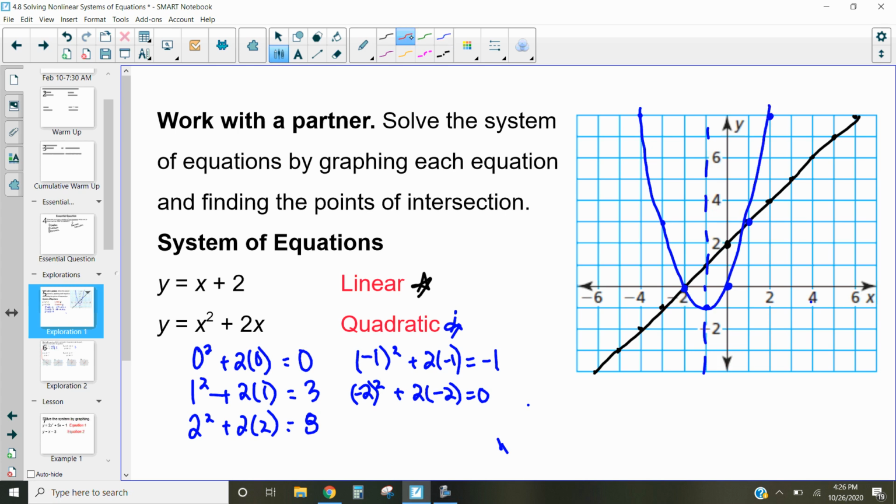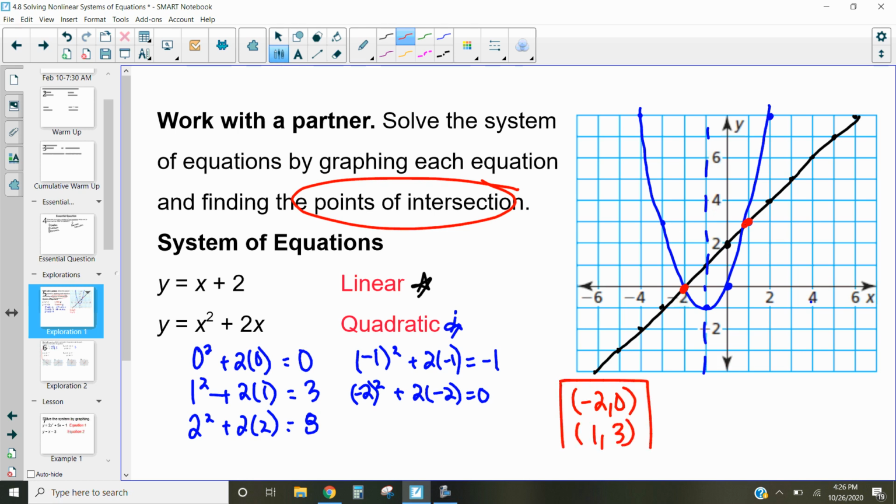Fantastic. Now, where are the two places where they intersect? Those are our solutions. Well, that's going to be right here and right there. Where those places intersect, our solutions, we're going to write them as points. So we have the point negative 2, 0 is one of them, and then our other point is 1, 3. And those are the two solutions to this system of equations.